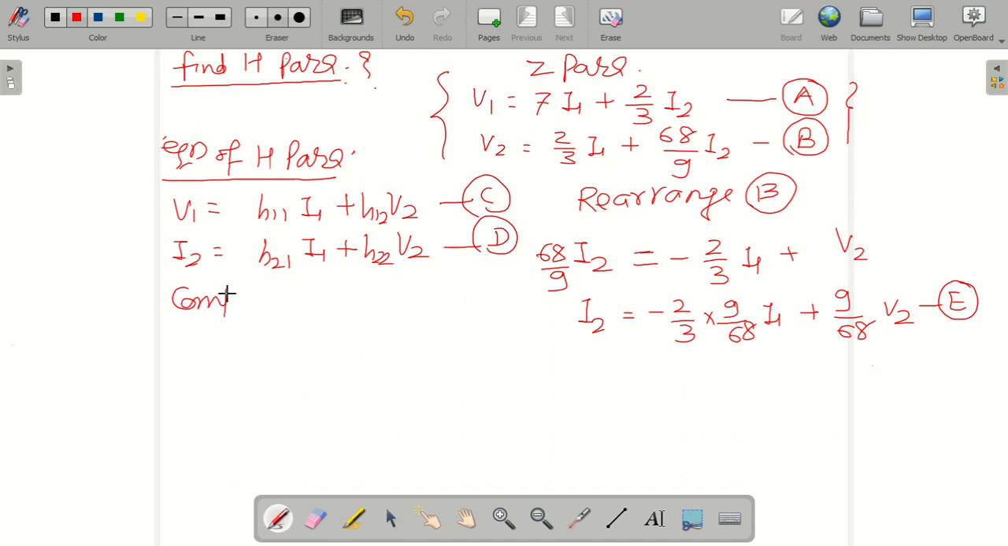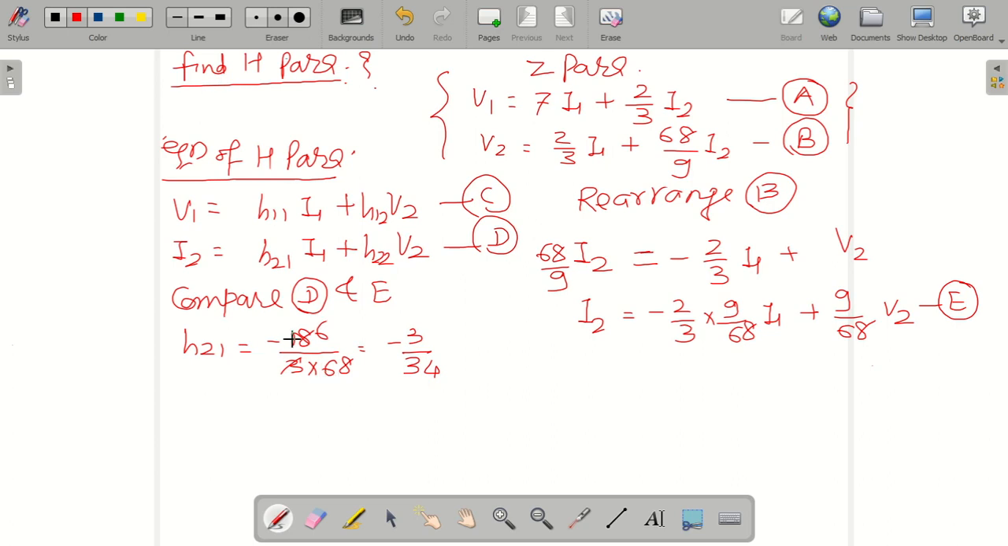Compare D and E. If you compare D and E, H21 equal to what? Minus 18 upon 3 into 68. Okay. -3 by 34. So I am getting -3 by 34. That is the answer I am getting, right? H21.